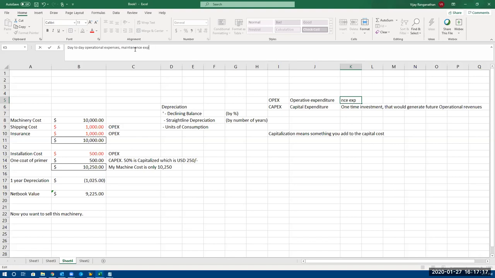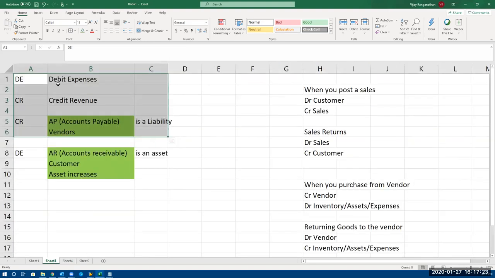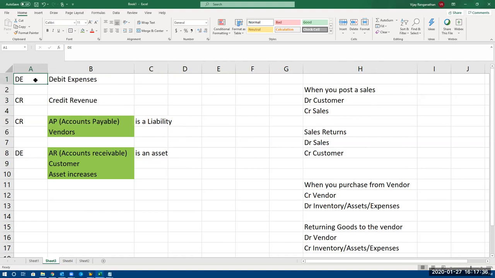Okay, so far clear. So I'll just quickly review. This is the entry that I believe you should remember. The rest are derived, right? DE, debit expenses. A for apple, B for ball, C for cat, D for debit, E for expenses. A for apple, B for ball, C for credit, R for revenue, credit revenue, okay? And then vendor is credit. If you forget what vendor is, just post in the WhatsApp group. Everybody will tell you vendor is credit. This is just opposite, just derived, okay?